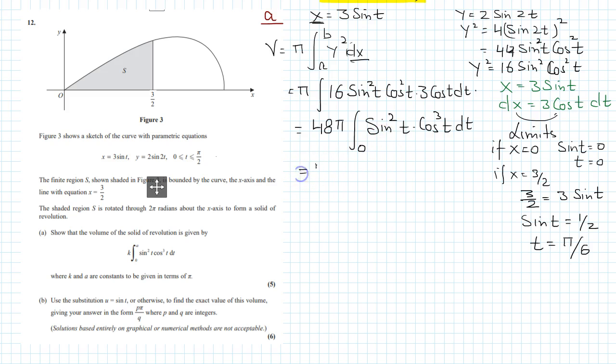So this is equal to 48 pi integral from 0 to pi over 6 of sine square t cos cube t dt. So this is k, which is 48 pi, and a is pi over 6, where k and a are constants to be given in terms of pi. So both are in terms of pi. Part B.